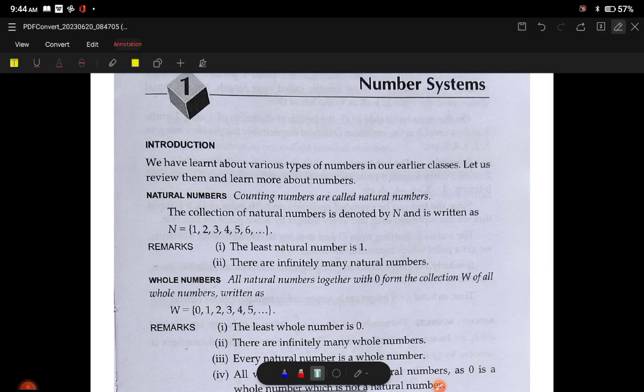Today's video is for the students of standard 6 to 8. Okay, those who are studying in standard 6, 7, 8, this chapter is for them. Next video I will upload will be for standard 9 and 10 students. The chapter is the same, number system. Okay, let's start.